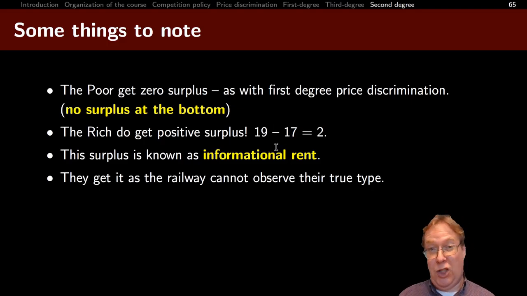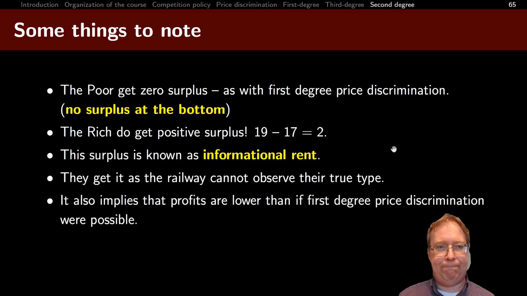Why? Well, because if I charge them a higher price, they would travel second class instead, and I don't want that because then my profit would be way low. So they get a surplus of 2. Why? Because I cannot really distinguish between rich and poor, so that is known as an informational rent. And they get it as the railway cannot observe the type, as I mentioned already.